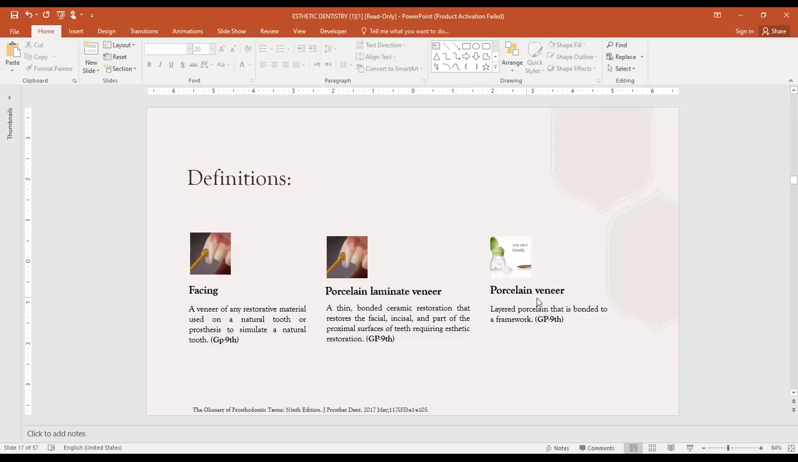And now, once you talked about porcelain veneer, a layered porcelain that is bonded to a framework, here, do you think it's a powder liquid system? Yes. So just add here that this is specific for the powder liquid system. If it is, just recheck it.